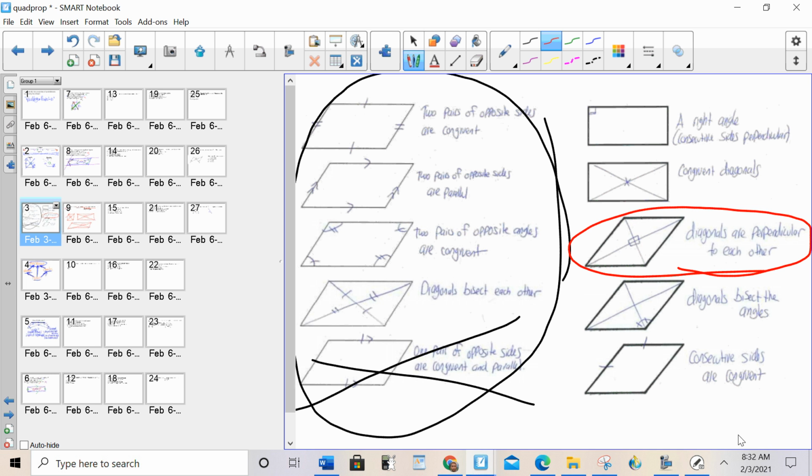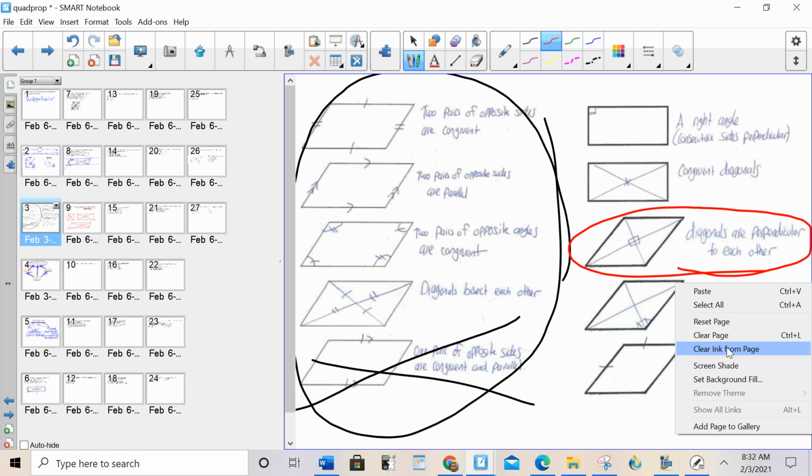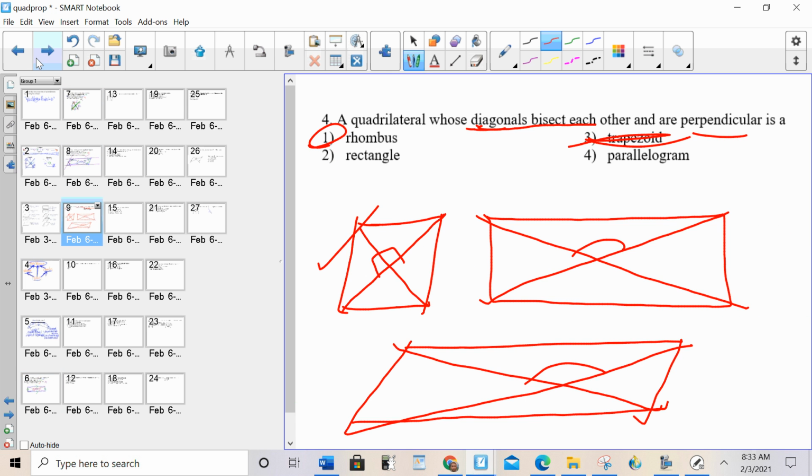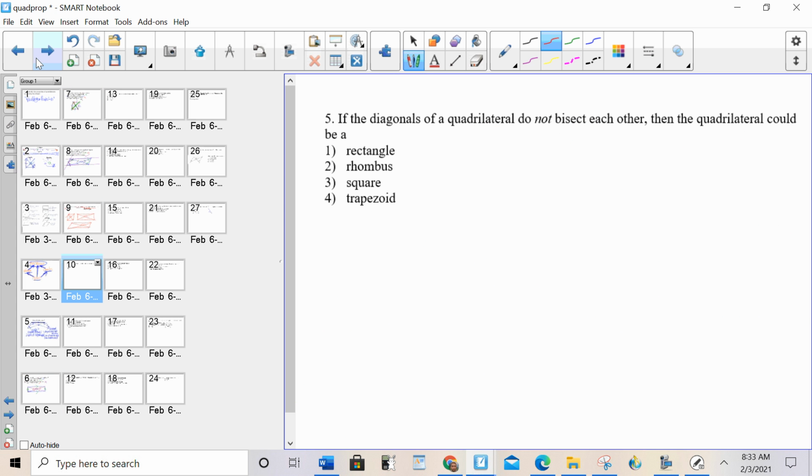I want to clear this ink off. Okay. Number 5, if the diagonals of a quadrilateral do not bisect each other, it's got to be a trapezoid. The entire parallelogram family has diagonals that bisect each other. So if the diagonals don't bisect each other, it's not in the parallelogram family. Trapezoid's kind of the outcast. Trapezoid is not in the parallelogram family. It does not have the properties of the other parallelograms.